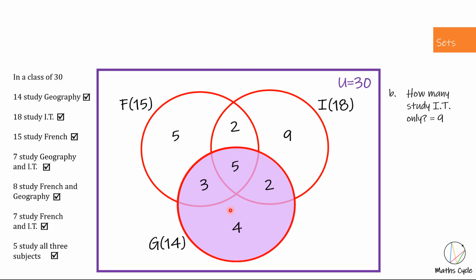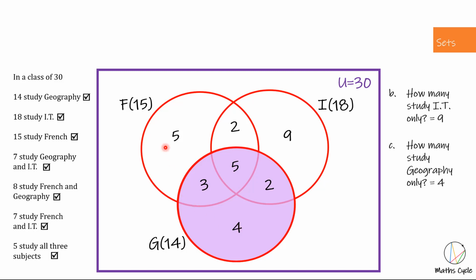This helps me answer my question, part C, how many students study Geography only? So these 4 study only Geography. These 3 study Geography and French. These 5 study Geography, French, and IT. And these 2 study Geography and IT. So these 4 study only Geography with nothing else.